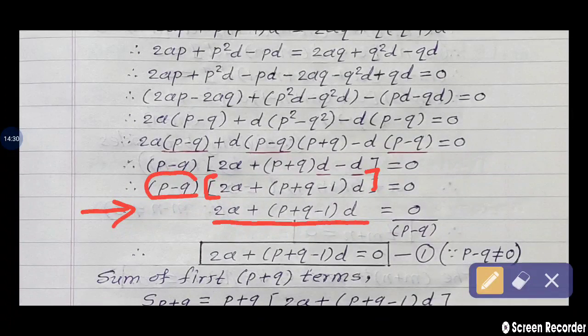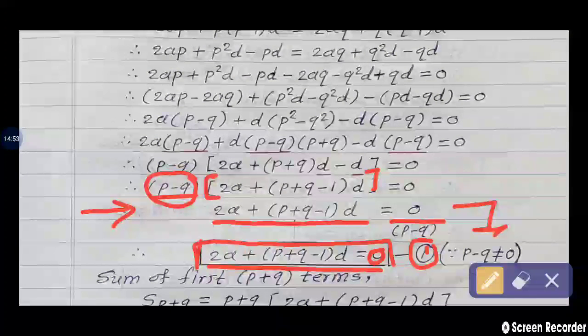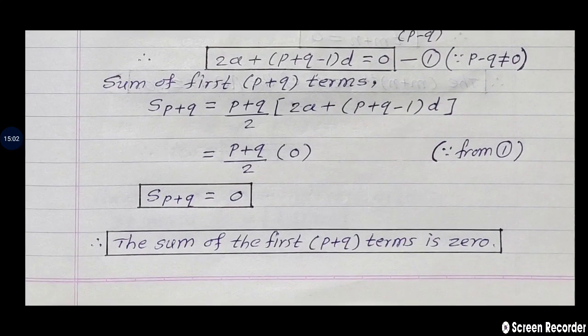This bracket p minus q is multiplied on the left hand side, then shifted to the right hand side, then divides the 0. So 0 divided by any term, the answer is 0. That's how we get the answer 0 here. This is the value of 2a plus p plus q minus 1 into d. This is our equation number 1. And the denominator is never 0. That's why we write the reason here: p minus q is not equal to 0. That is the reason we write in front of equation number 1. Next.